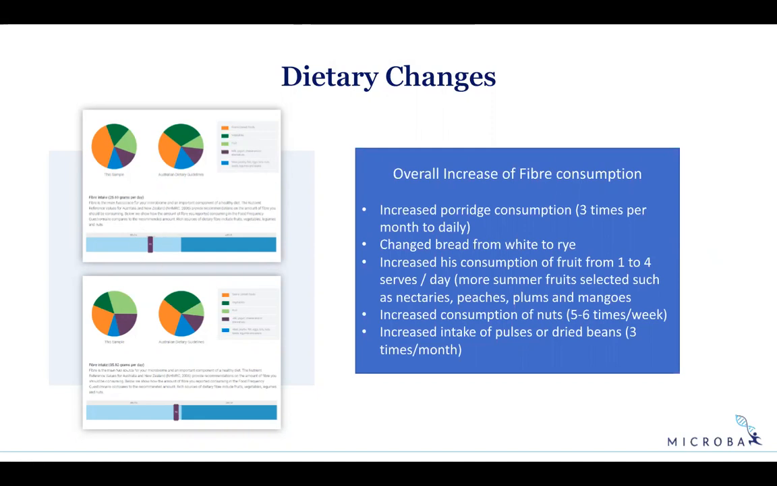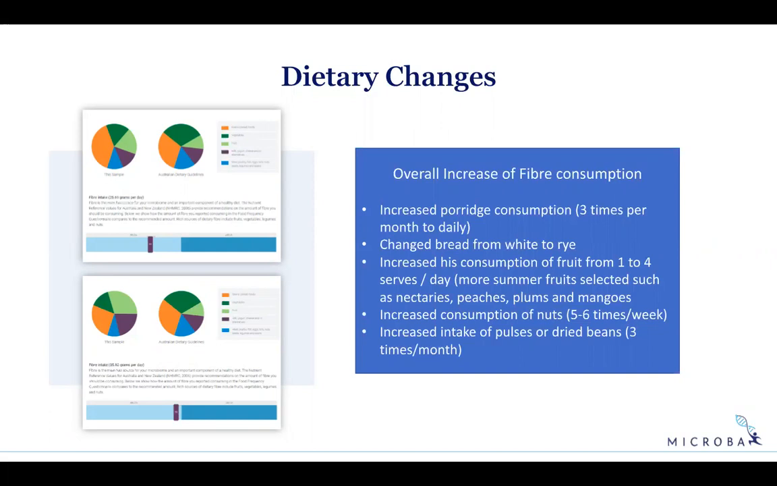So what he went away and did is he decided that he was going to increase his fibre consumption and wanted to retest the impact of what that would look like. Based on his food frequency data that he submitted, his major changes were that he increased his porridge consumption, and it went from about 3 times a month to daily. So he increased his oats.